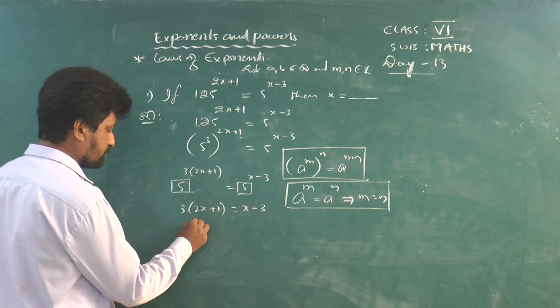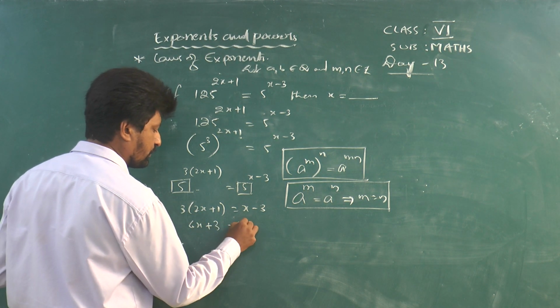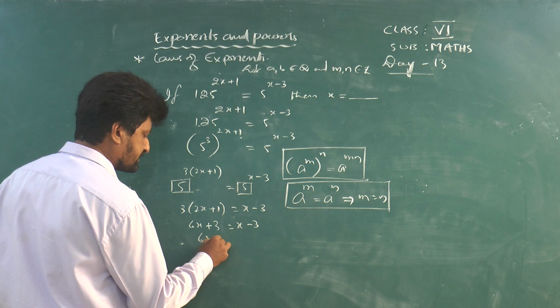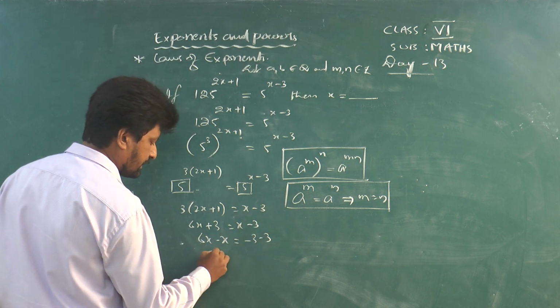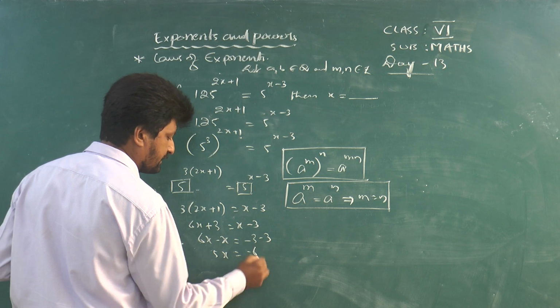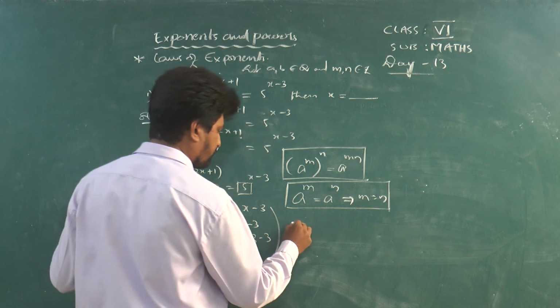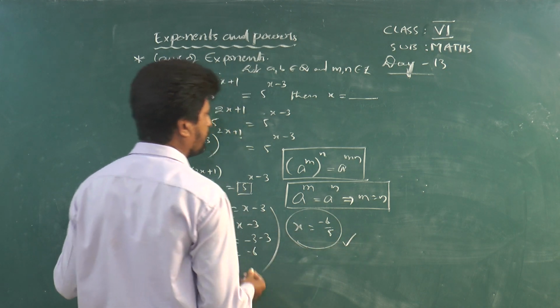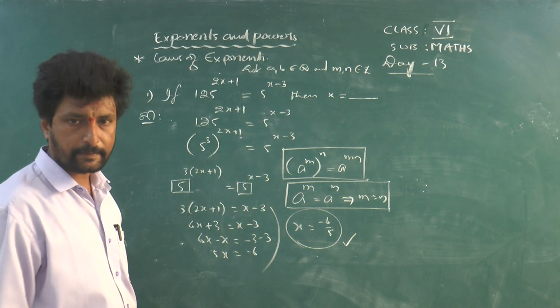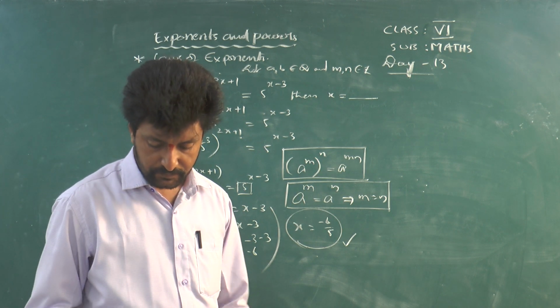Okay, now let us simplify. 6x plus 3 is equal to x minus 3. 6x minus x is equal to minus 3 minus 3. And 5x is equal to minus 6. From that, x is equal to what? Minus 6 by 5. Now this is the value of x, minus 6 by 5 we are getting. Next, go to the other problem.